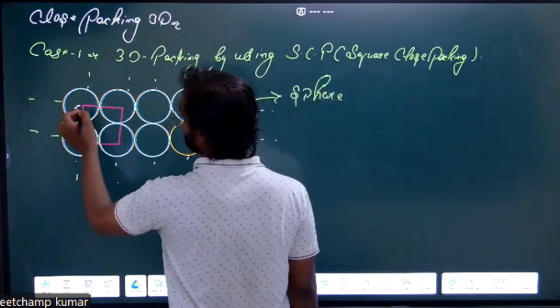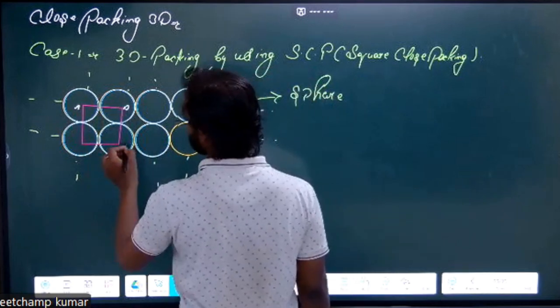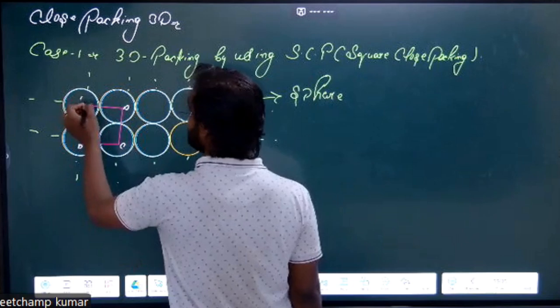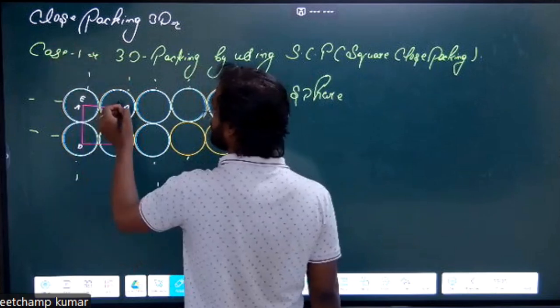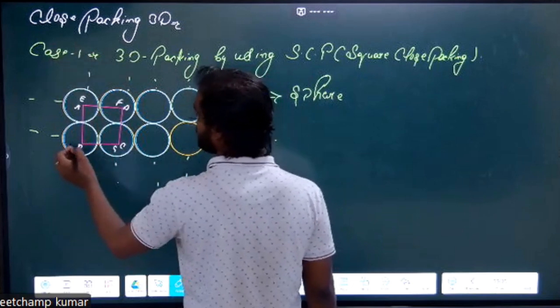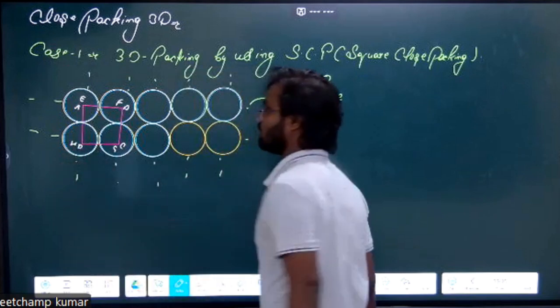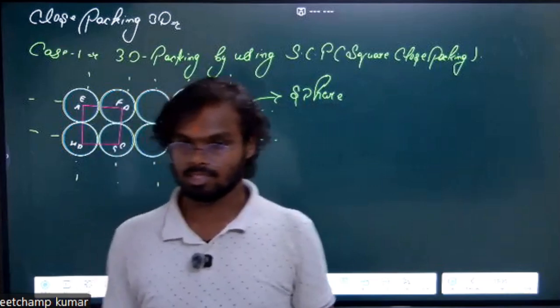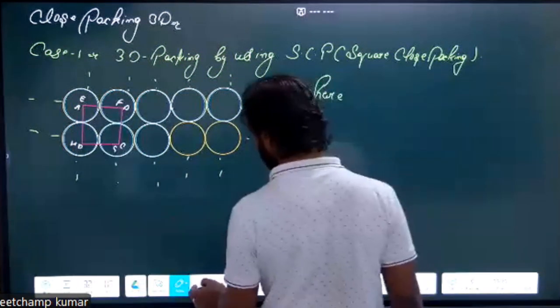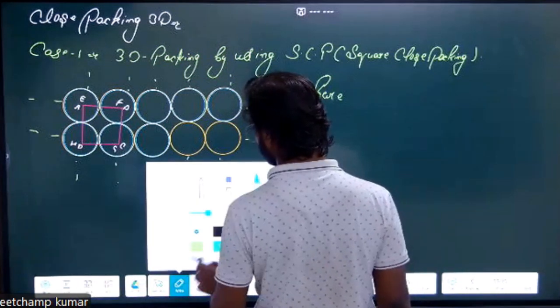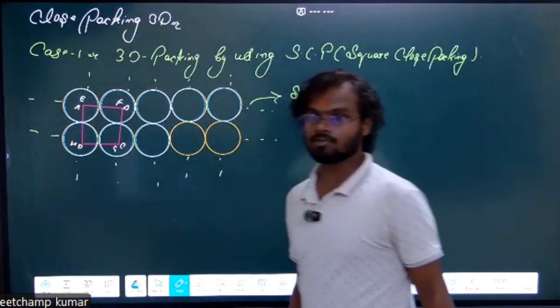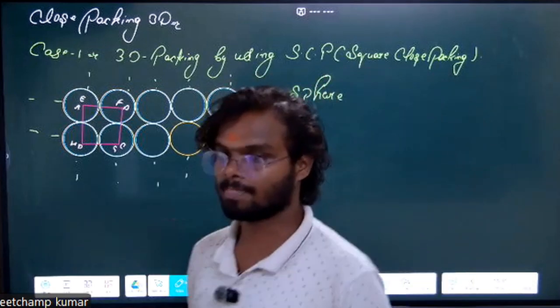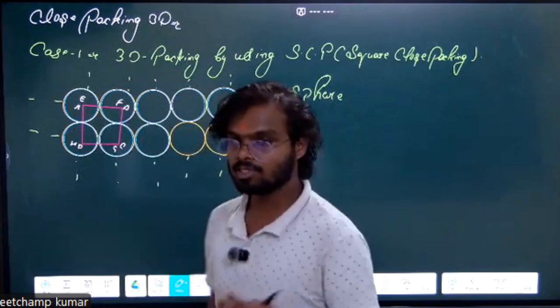Remember, we have A, B, C, D, then E. E is the atom behind, okay? Then F, then G, then H. So if you try to observe this, what does it look like? Cube. Yes, it is a cube, but which type of unit cell is it?